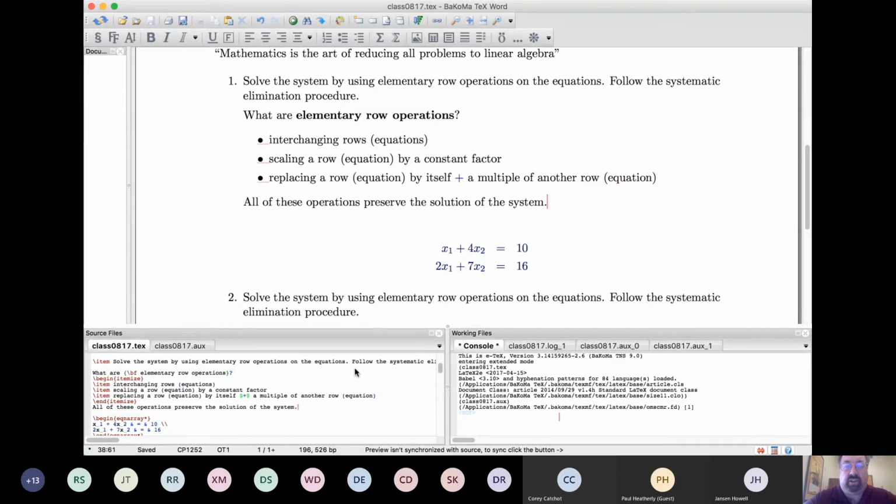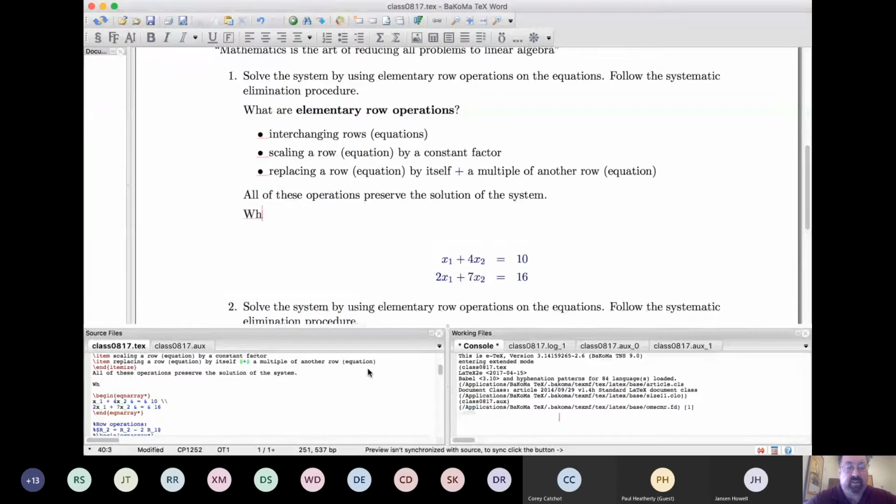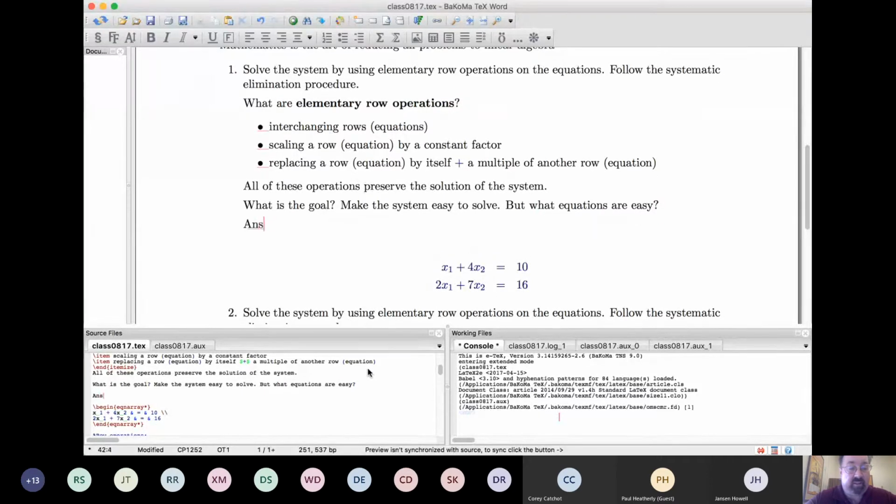But certainly knowing what we can do to the system is not enough. We need some guidance. Which operation should we choose to perform on this system? What's the purpose? To that end, we need to make the system easy to solve. So a question that needs to be answered is, what equations actually are easy to solve? And the answer to that is, an equation that involves only one unknown.